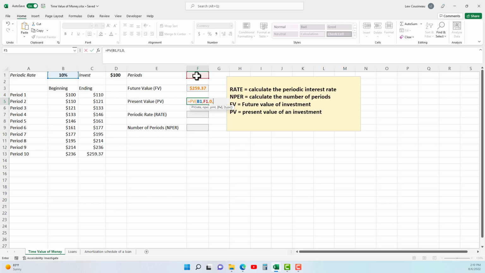And what is the future value? Oh, it says $259.37. And the type is normally, for an investment, you make them at the beginning of the period, so it's a 1. And you hit enter. And guess what? It's that $100. The present value, again, whether it's negative or positive, it's the $100 that you're going to invest to the bank. If I want to make it positive, I could have made the future value negative. Doesn't matter. But again, notice we're getting the same answer.